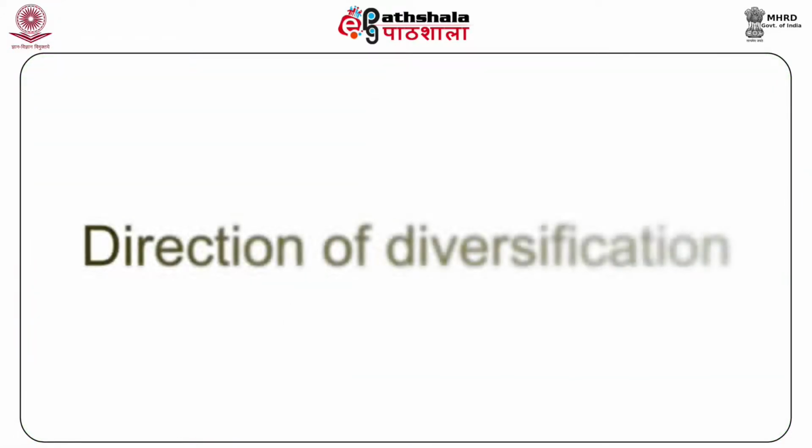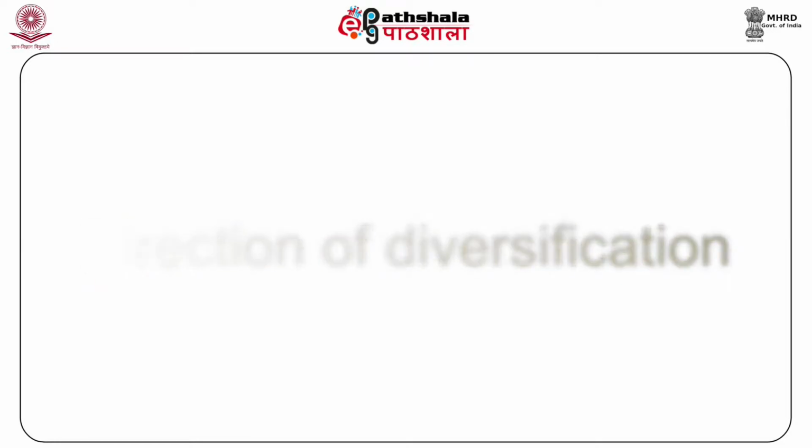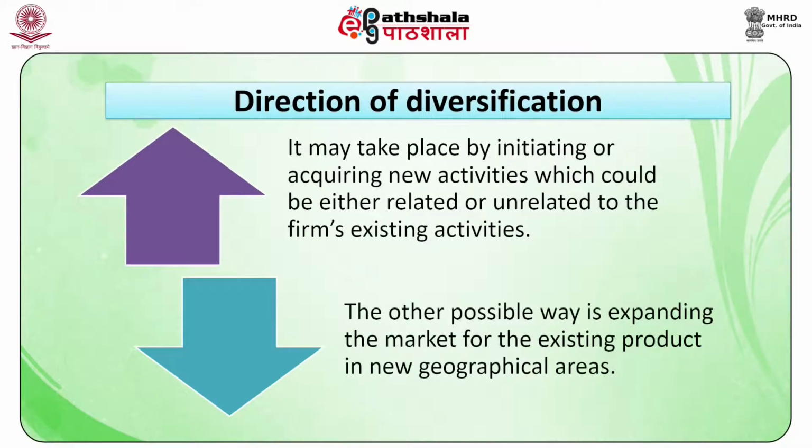Diversification. Direction of diversification. Diversification of the firms takes place in two possible ways. It may take place by initiating or acquiring new activities, which could be either related or unrelated to the firm's existing activities. The other possible way is expanding the market for the existing product in new geographical areas.